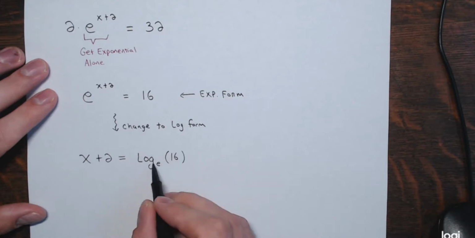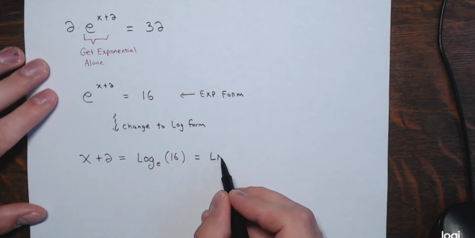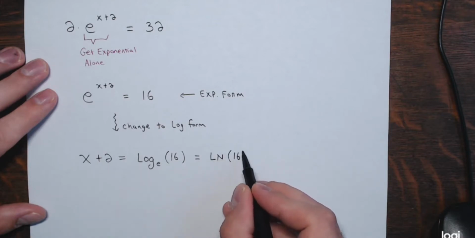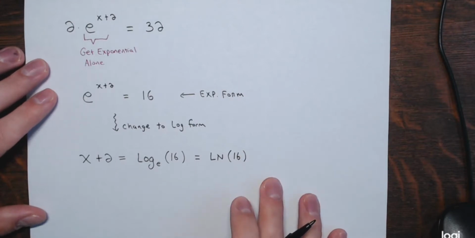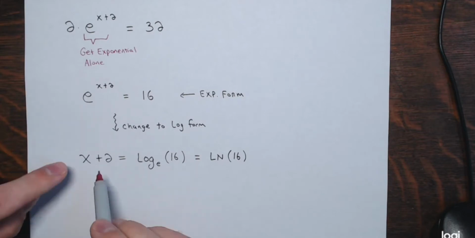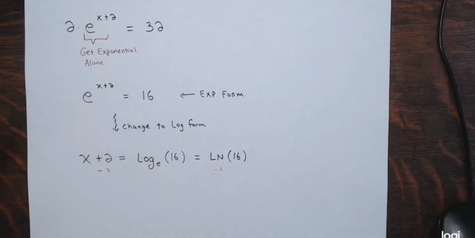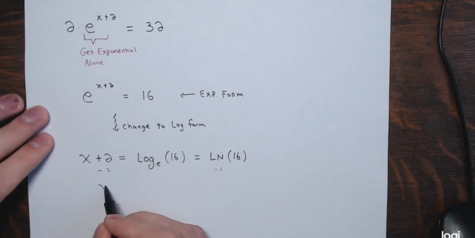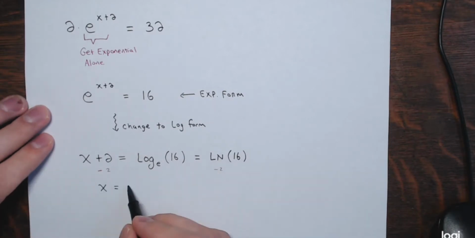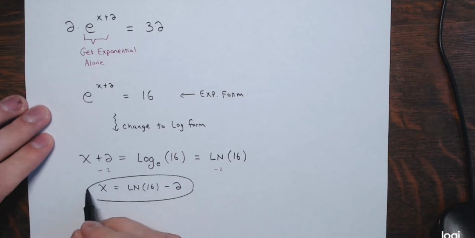Now don't forget, this is fine, log base e, but very often, instead of writing log base e, remember that's the natural log, that's ln of 16. Now notice that x is not solved for. x plus 2 is alone, but I want to solve for x. So now I'm simply subtracting 2 from both sides. And we get x equals the natural log of 16, minus 2. And there's our solution.